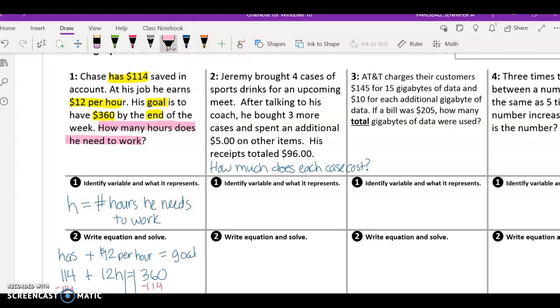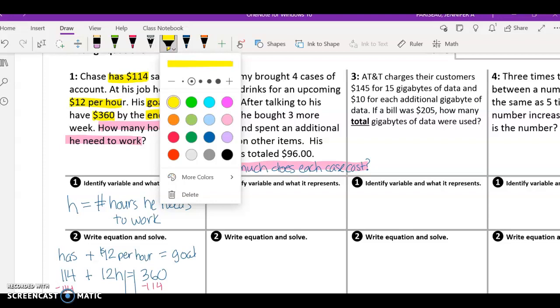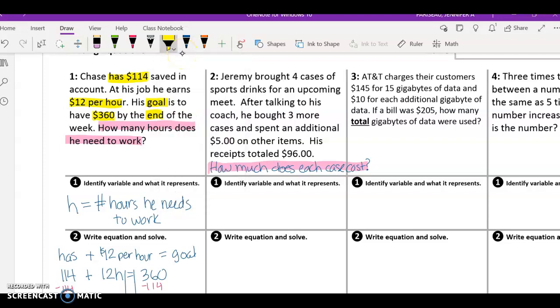That is our question there. So again, we would have already read this and be like, hey, there's a question missing. Okay? So the question is, how much does each case cost? So hopefully you've already read through this once, and then we're going to go back and reread it again, and we're going to highlight anything that seems important.